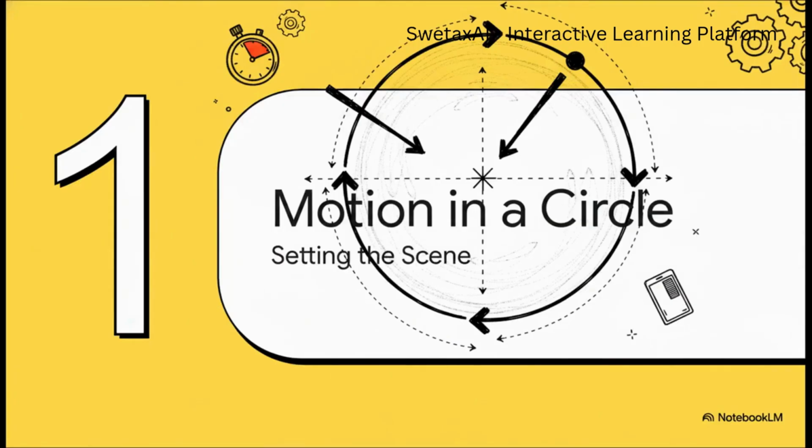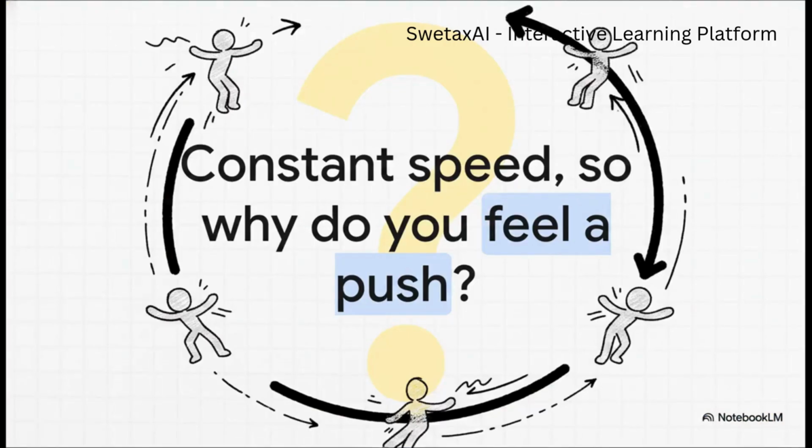Okay, so let's start our investigation. To really get this, we first have to set up the mystery. We need to look closely at what's really going on when something moves in a perfect circle. So here's the core puzzle, the big question. You're on that merry-go-round, chugging along at a nice, constant speed. The speedometer, if you had one, wouldn't be changing at all. So why do you feel like you're being pushed?